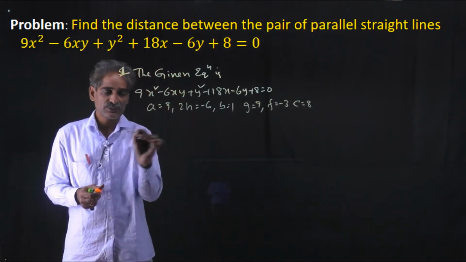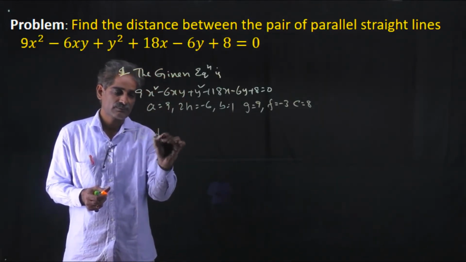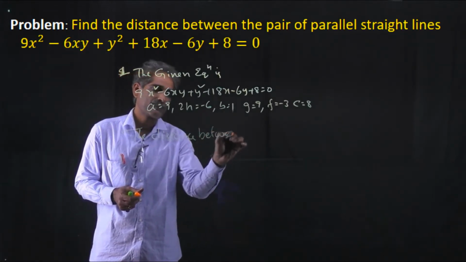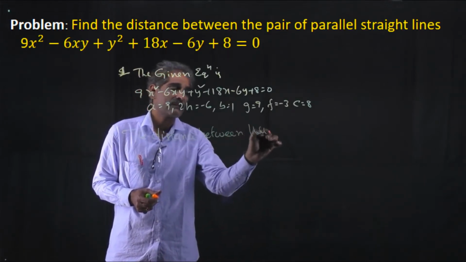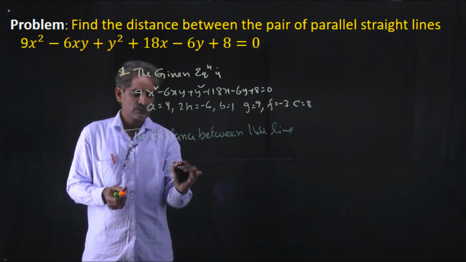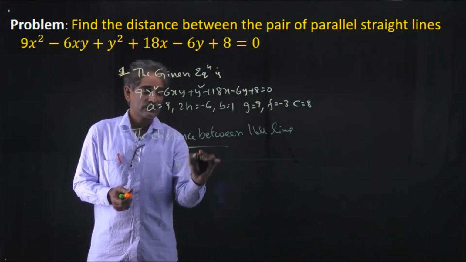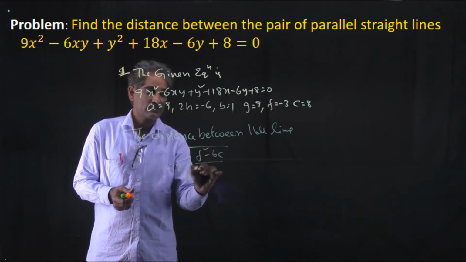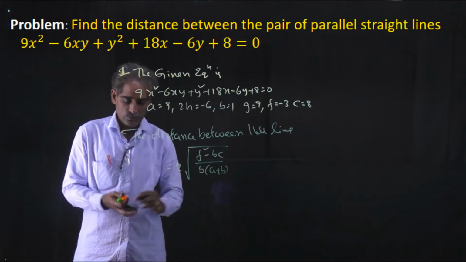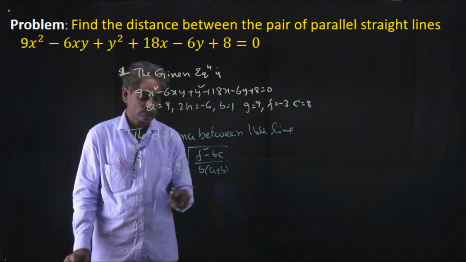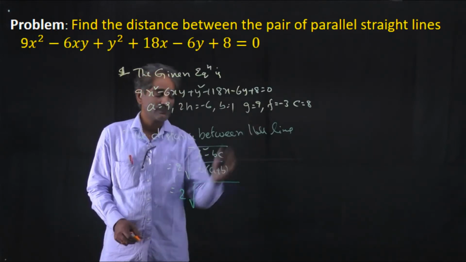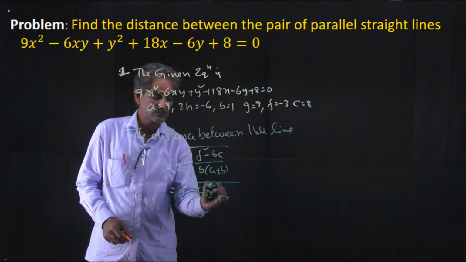So the distance between the parallel lines, we have two forms, we can use any one of these. So here I am using 2 into root of (f square minus bc) by b into (a plus b). Okay, just substitute the values. 2 into root of, what is the value of f? Minus 3 whole square minus b into c.